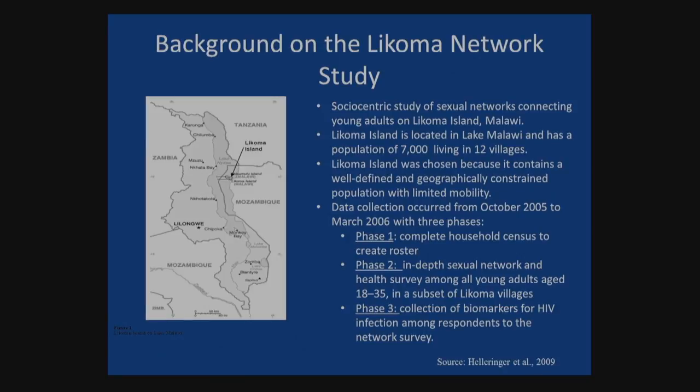So Likoma Island is located in Lake Malawi and has a population of about 7,000, living in about 12 villages. And as I said, it was chosen because it was a very contained, well-defined, geographically constrained population with limited mobility. So you could really get a sense of what the networks were. And they are in a series of phases of collecting data. First was just to do a census of the area and then to do an in-depth sexual network and health survey among young adults, and then to collect biomarkers. So the arrow shows actually where Likoma Island is in Malawi.